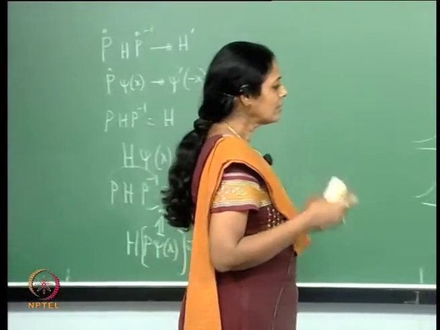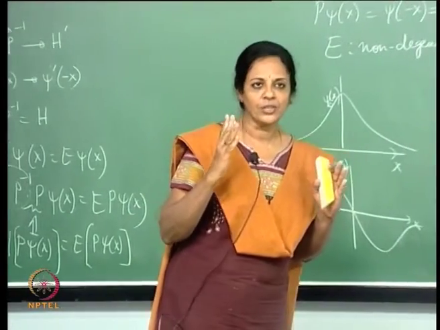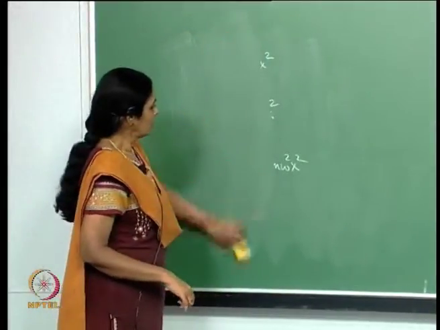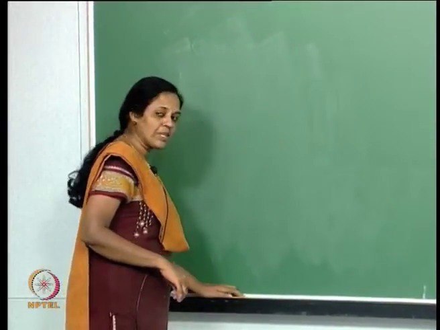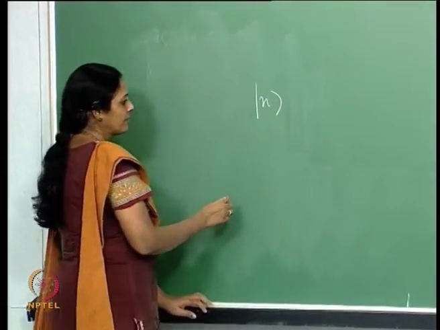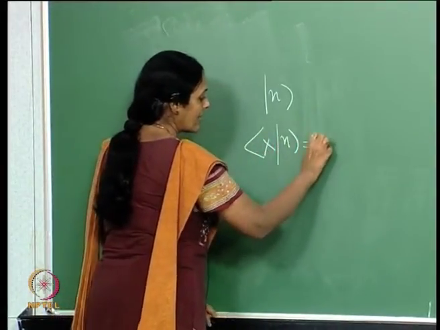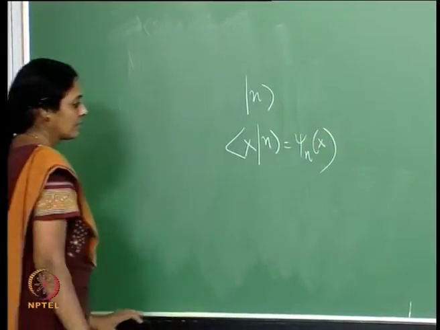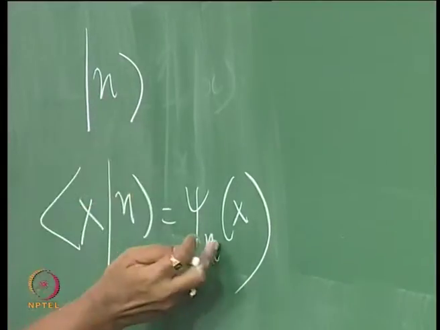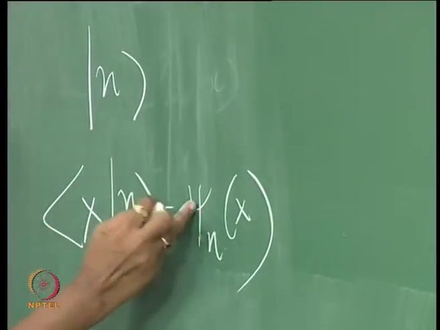If you recall, this result was established earlier in the abstract ket notation, where we wrote x as a plus a dagger by root 2, and discovered that in the energy eigenbasis, which I refer to as ket n, my notation now would be bra x ket n is psi n of x. So this is the notation now. Ket n, earlier written in the position basis, is psi n of x.